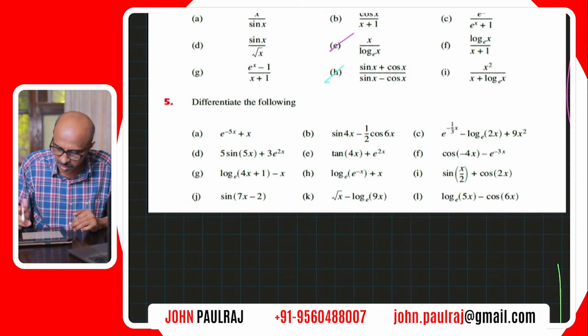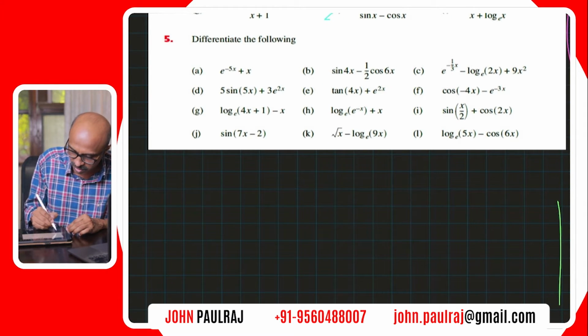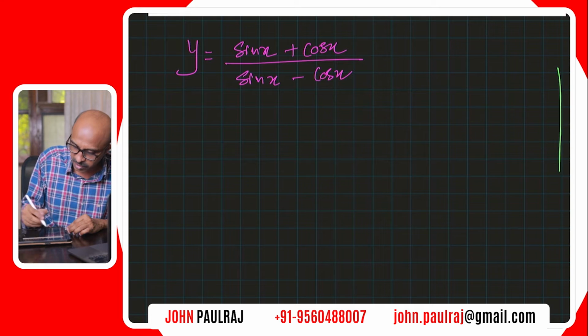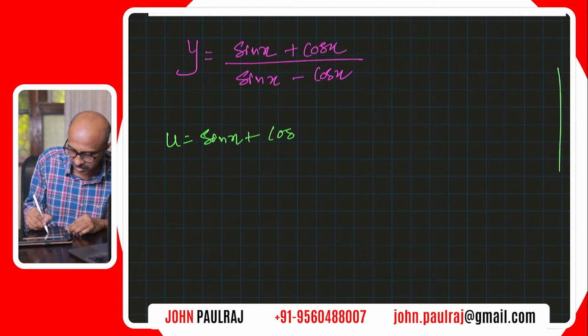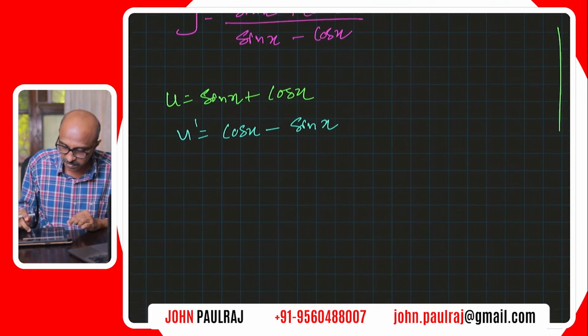Let's take another example. This time we'll take sin x plus cos x over sin x minus cos x. So I'm just going to write that question down here. y is equal to sin x plus cos x over sin x minus cos x. All right, so our numerator u is going to be sin x plus cos x. As such, the derivative of the numerator, u prime, is cos x minus sin x. Don't forget that. The derivative of cosine of x is a negative sin x.